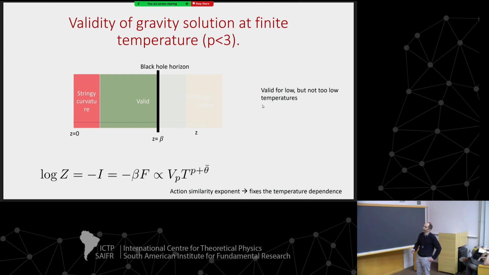You'll have the scaling similarity, and the fact that the action gets rescaled with the power theta implies that the action, or well, the log of C, also proportional to the entropy, will have this form. So B times T to the P would be the naive answer if you had scale invariance, but then you have this additional exponent. Okay, and this is an exponent that we got from the gravity solution, from the scaling of the solution.